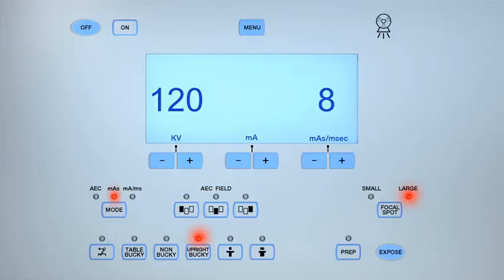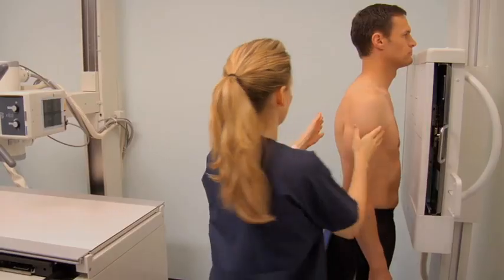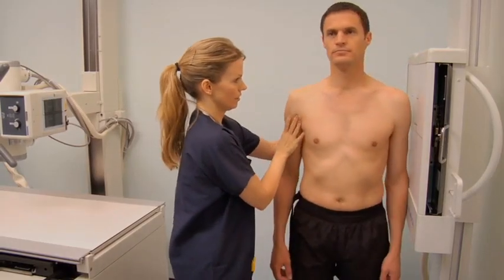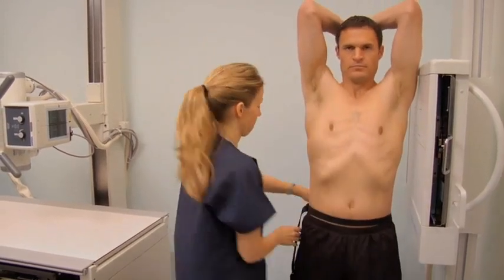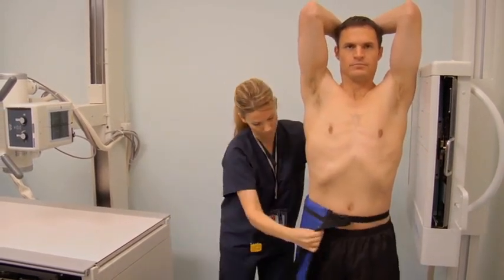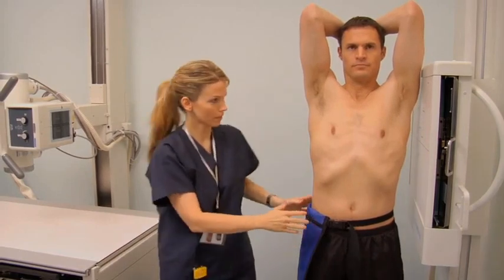Select the appropriate exposure factors. Ask the patient to stand sideways with their left side touching the image receptor and to raise both arms above their head, bending them at the elbows. Reposition the lead shield on the right-hand side of the pelvis.